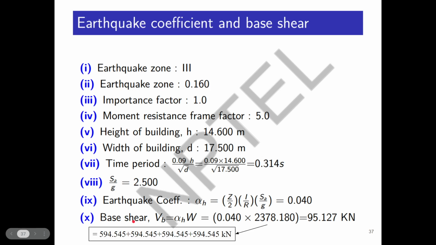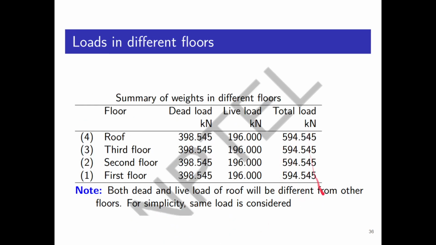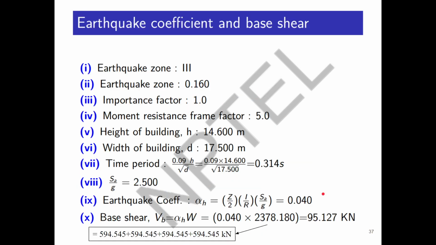As per the seismic coefficient method, the base shear will be equal to VB, which is equal to alpha h into W. W is the total load acting on the building, the sum of all 4 floors. The alpha h value is 0.04, so we multiply both and get the base shear, the lateral force that will be acting. That is equal to 0.04 into 2378.18, which is equal to 95.127 kilonewton. That is the total lateral force or shear force acting on the complete building.